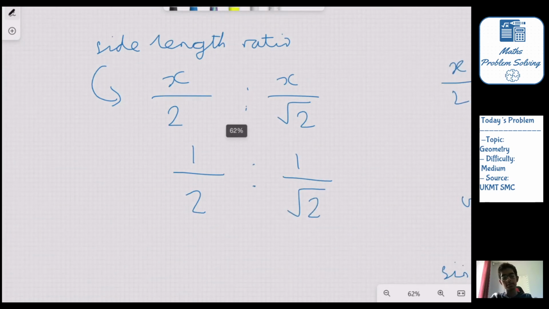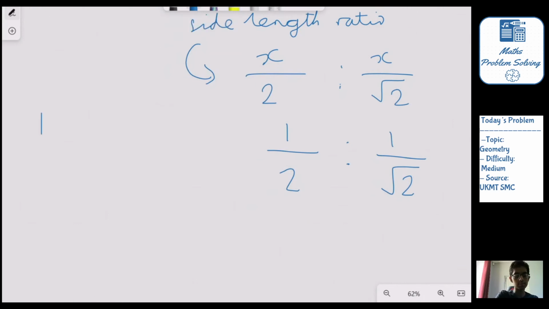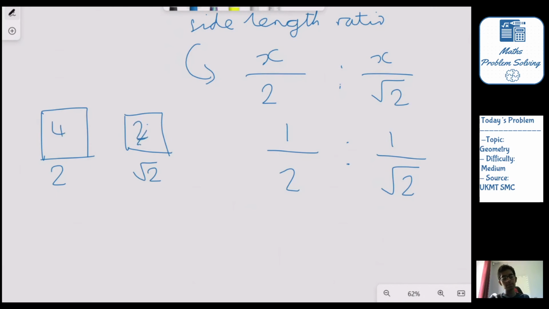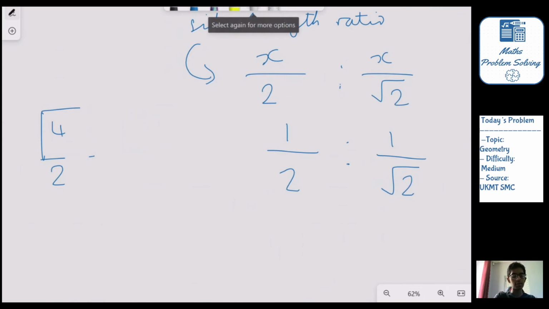Now, if we just consider these two squares, we'll just think of this. One square has side length of 2, and one square has a side length of root 2. Therefore, the area of this square is 4, and the area of this square is 2. So the ratio of the side lengths is 2 to root 2, but the ratio of the areas is going to be 2 squared to root 2 squared. So in this case, it's 4 to 2. So that was just a way to think about how we can relate side length ratios to area ratios.